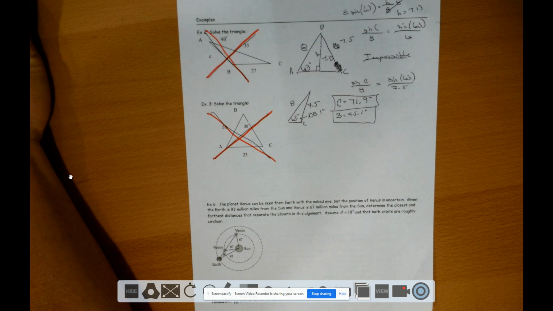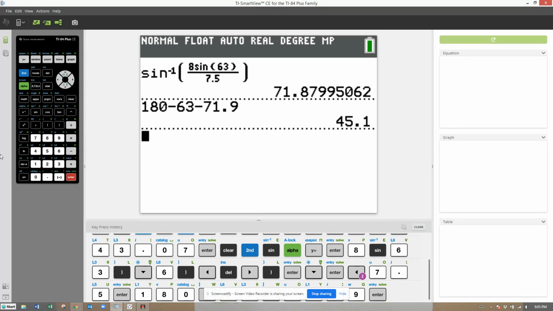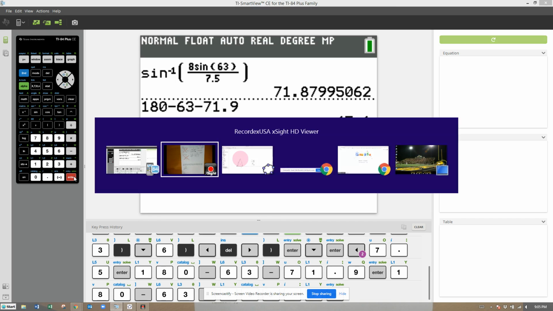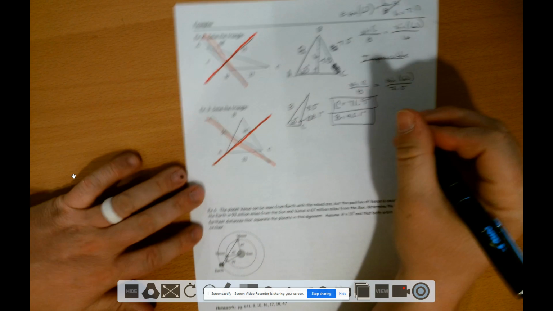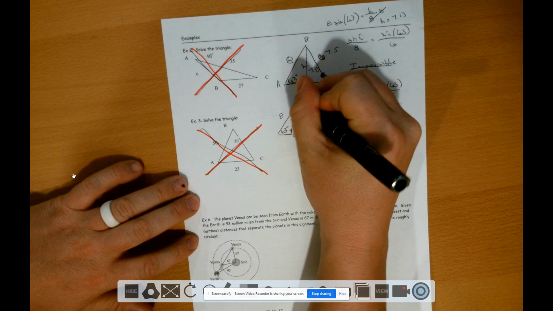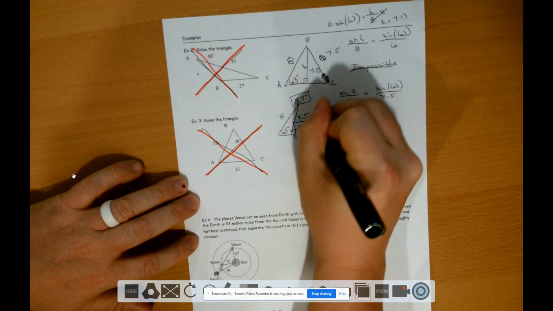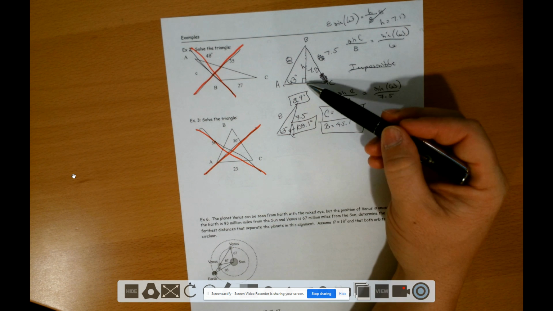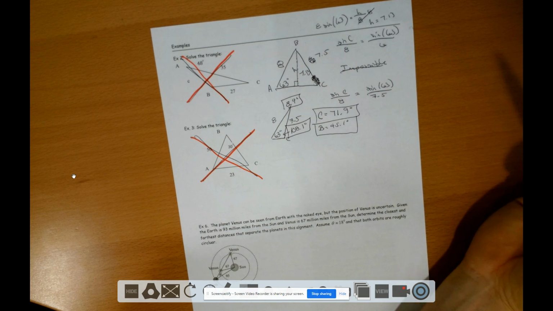And if we do 180 minus 63, type it out here, minus 108.1, we're going to get the angle B, 8.9 degrees. This one right here is 8.9 degrees. So we've got all the angles on both triangles. Now it's just a matter of solving for side B in each triangle, and we're just going to be using the law of sines to do that as well.